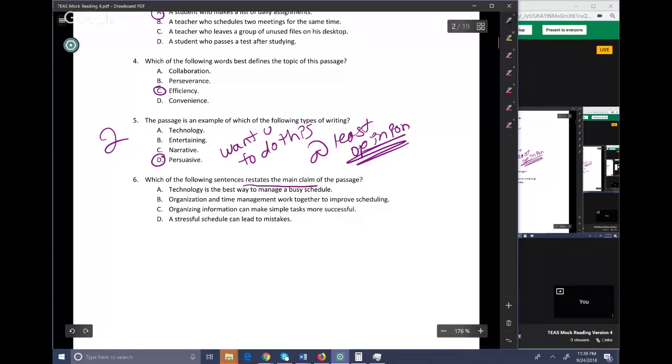Which of the following sentences restates the main claim? Is close to saying what is the main idea. So that is definitively from English or from reading 1. That is B. Organization and time management work together to improve scheduling. Again, not perfect. What it should say is organization and scheduling work together to improve time management. We take what we can get.